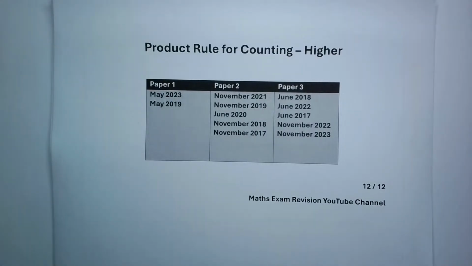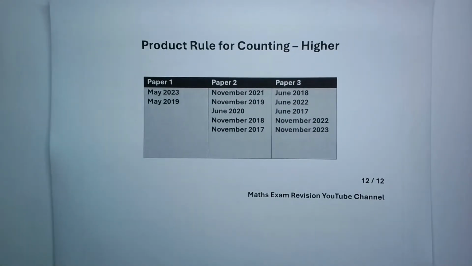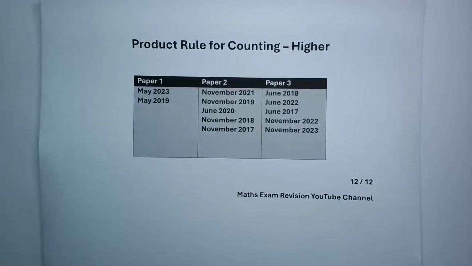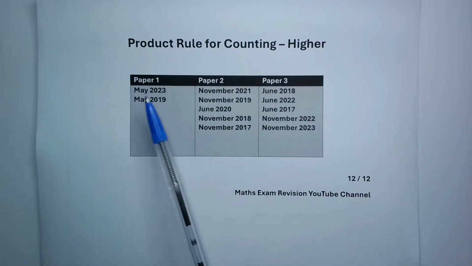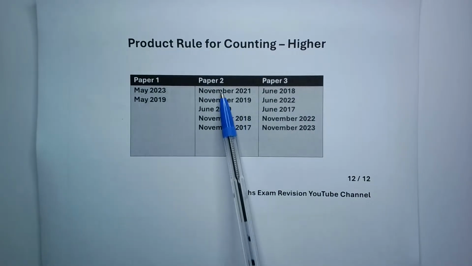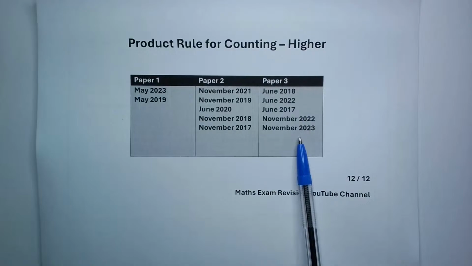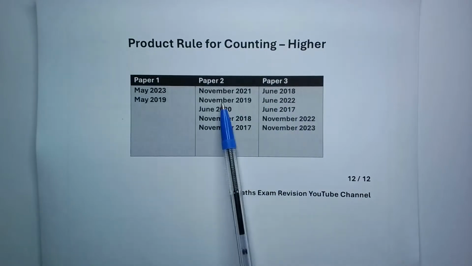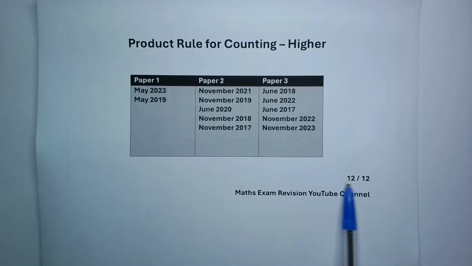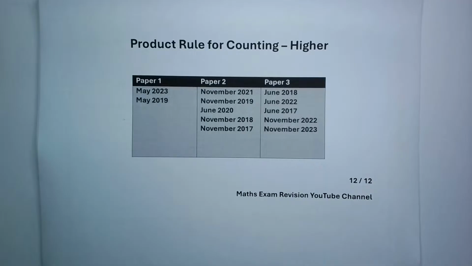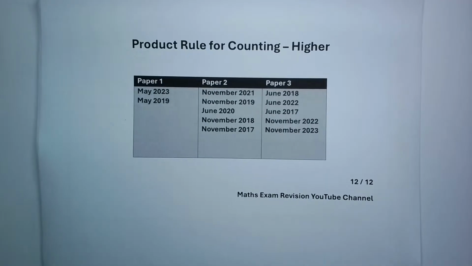This is an analysis of product rule for counting, and this is for the higher GCSE paper. You can see it occurs on paper 1, it occurs paper 2, and paper 3. So it's both non-calculator and calculator. And I've looked at 12 exam sets, and of each of the 12, it's occurred every single time.